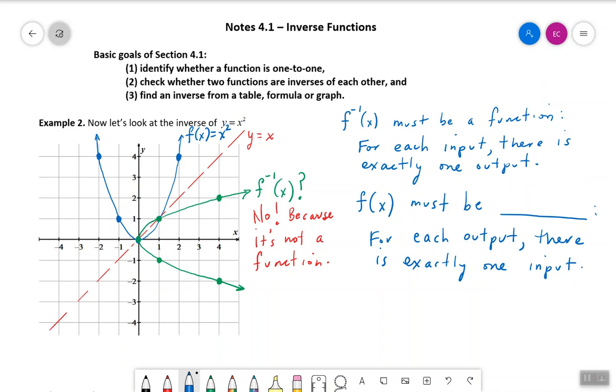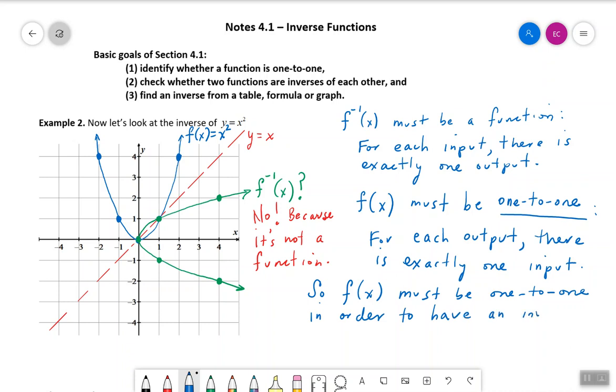And this has a name. For each output, there's exactly one input. That's the definition of something called one-to-one. So we say the function is one-to-one if for each output there's exactly one input. And so f of x must be one-to-one in order to have an inverse. Or another way to say that is that f of x must be one-to-one to be invertible.